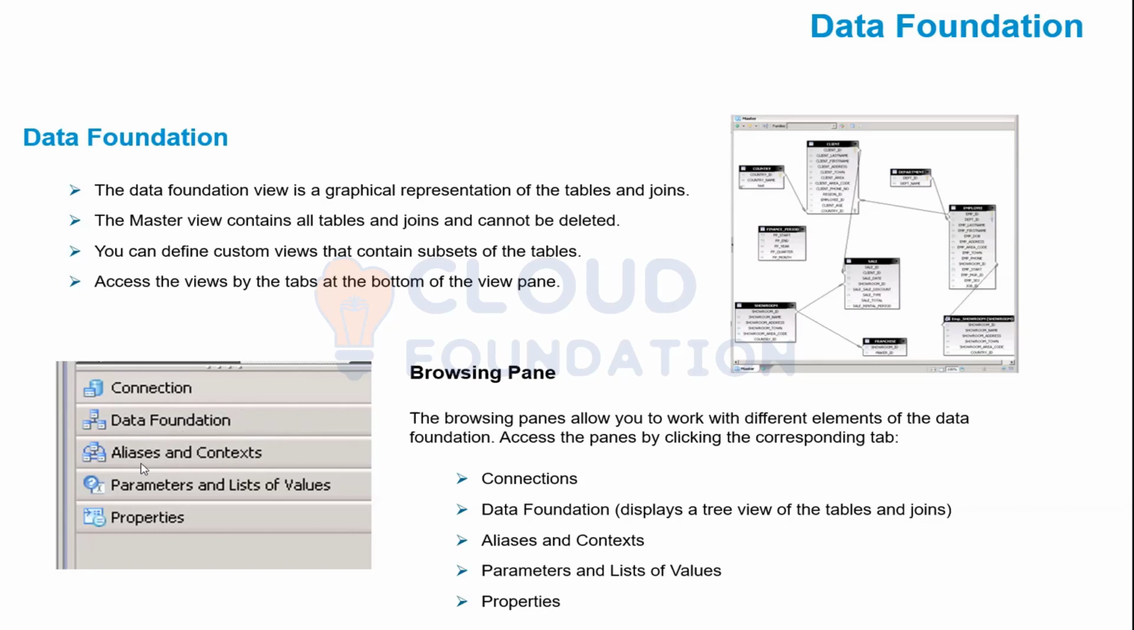Aliases and contexts will come in the next slides, where we cover what an alias is and what a context is. Parameters and list of values, we have already covered. A list of values is like a file which stores the list of values to use for any object for filtering purposes. This is the properties. So here comes the data foundation.